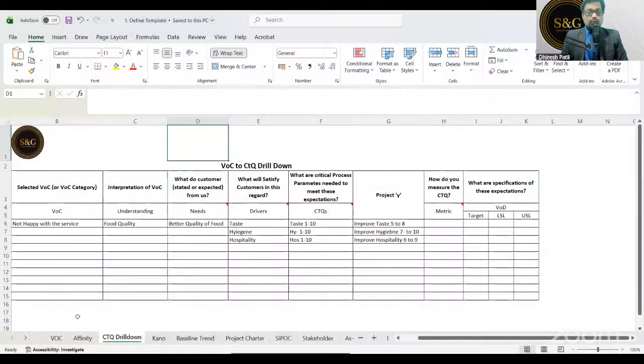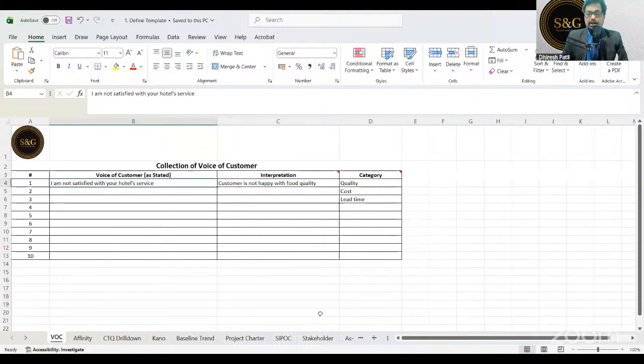So the first one is voice of customer, VOC. Now, there are two types of projects generally. One is an externally driven project and the second is an internally driven project. One comes from voice of customer, the second comes from voice of business.